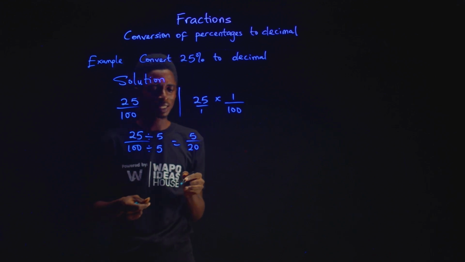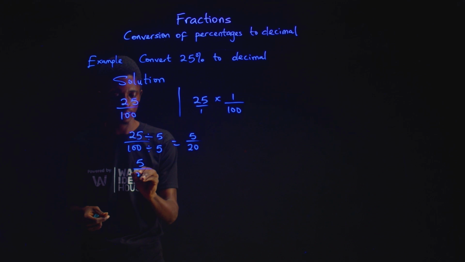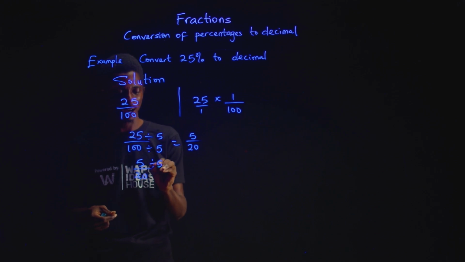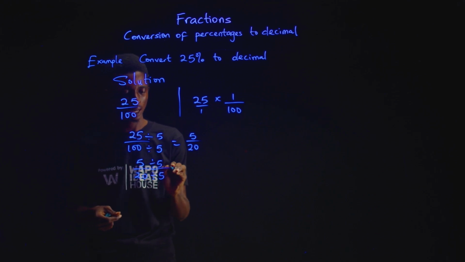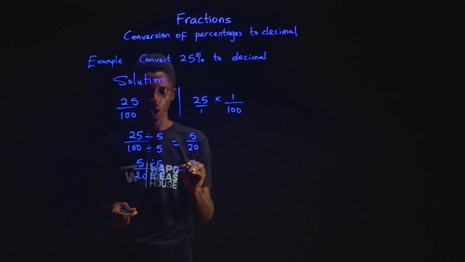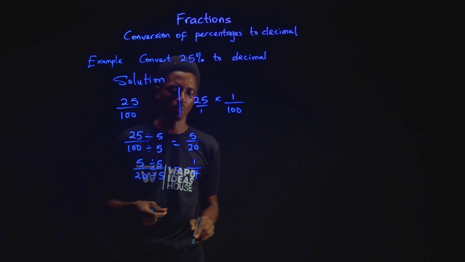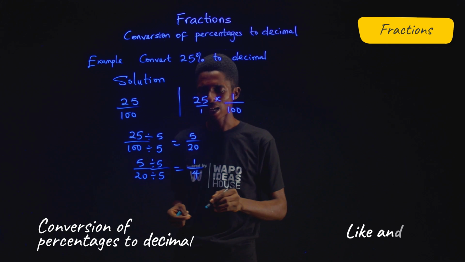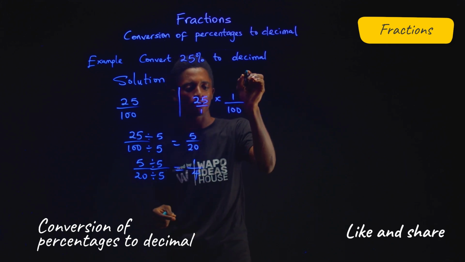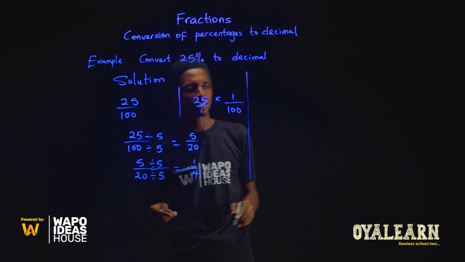Now, we can still divide this further. We have 5 over 20. We can still divide by 5. And this will give us 1 over 4. Now that we have it as a fraction, we now convert from fraction to decimal.